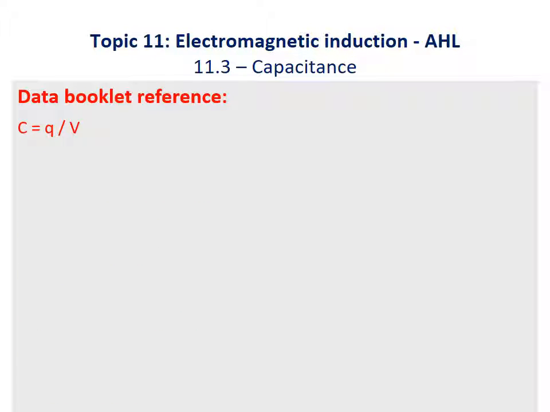Okay, topic 11.3, capacitance. We have C, which is the symbol for capacitance. It has units of farad. So farad is the unit for capacitance. That's capital F. Equals charge stored in the capacitor divided by the voltage across the capacitor.